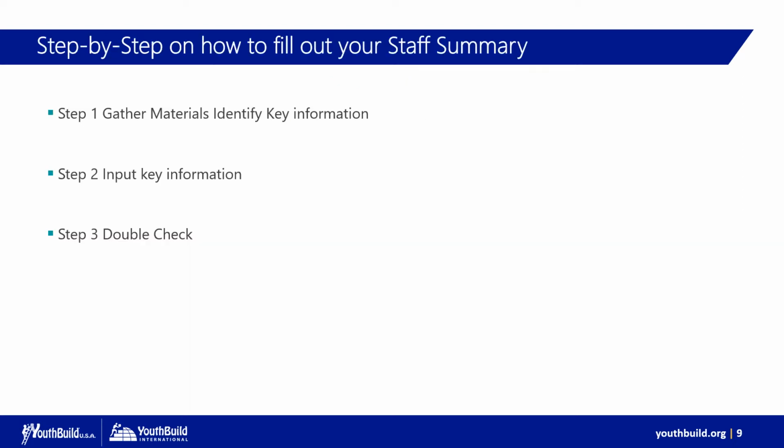So the first step in filling out your staff summary is to gather your materials to identify key information, so your staff timesheets and your payroll. Then you're going to want to input that key information into the staff summary. And lastly, you want to double check that information is correct and that you filled it out in the appropriate column.